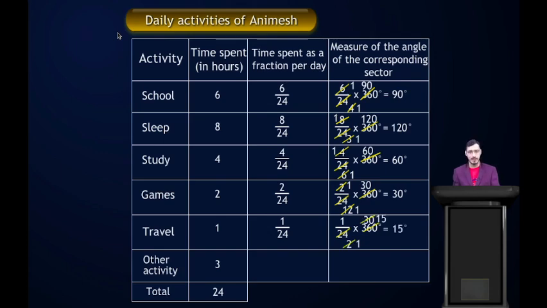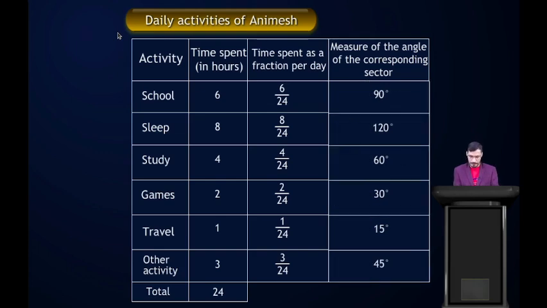Okay, now other activity: 3 by 24, and 3 by 24 multiplied by 360 degrees. 3 eights are 24, and when we cancel out, we get 45 degrees. Okay, so these are the corresponding sectors: 90 degrees, 120 degrees, 60 degrees, 30 degrees, 15 degrees, and 45 degrees. Now we can draw a pie chart.